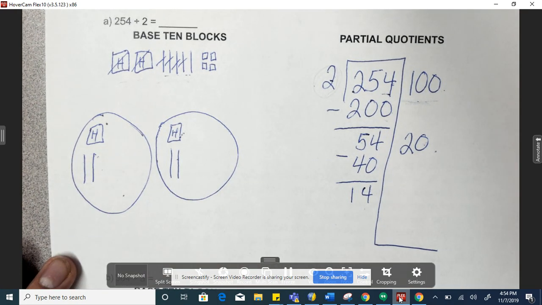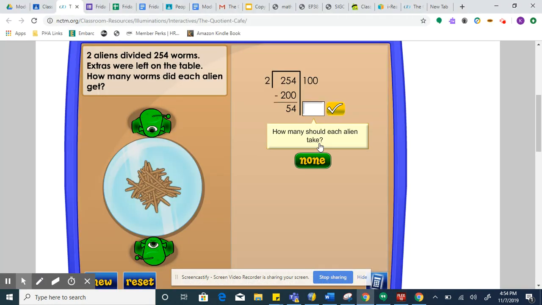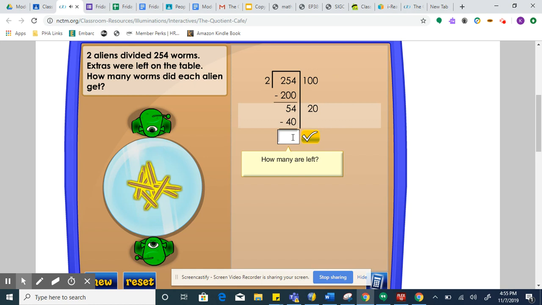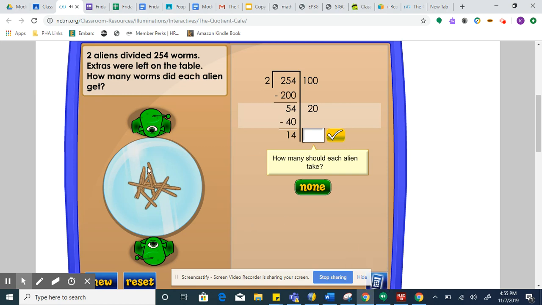Let's put that into our Quotient Cafe. So here we said that each alien is going to get 20 worms. When we do that, that means that the 2 aliens total have eaten 40 worms, and left on the plate is 14 worms. All right, so now we only have 14 worms left.